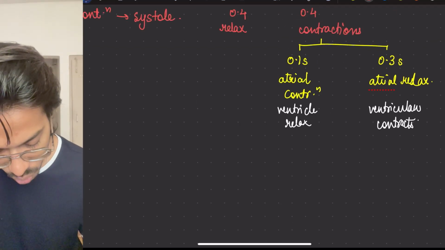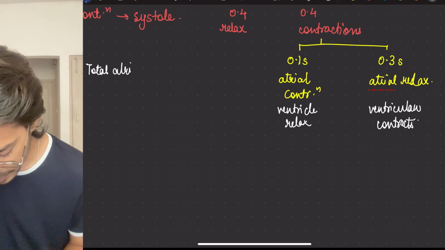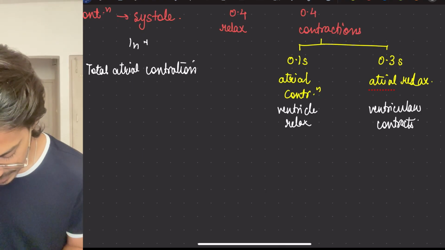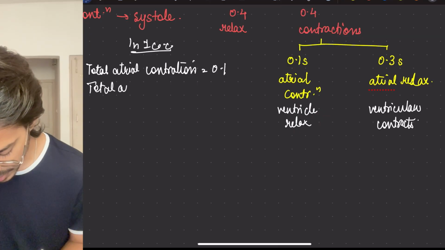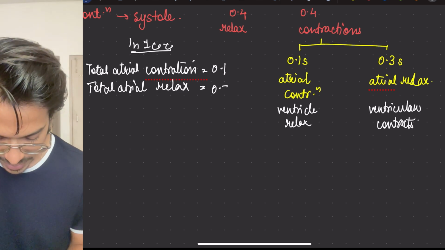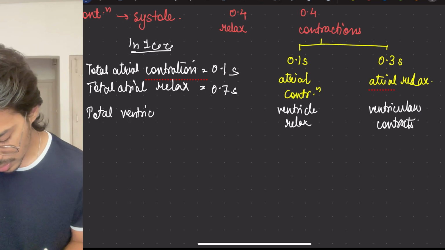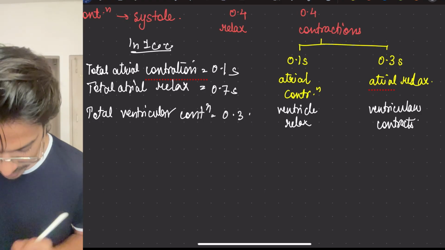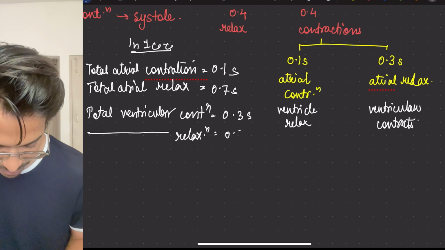So what I said till now, over here I am writing that total atrial contraction in one cardiac cycle is 0.1 second. Total atrial relaxation, meaning atrial diastole, would be 0.7 seconds. Total ventricular contraction is 0.3 seconds. Total ventricular relaxation would be 0.5 seconds.